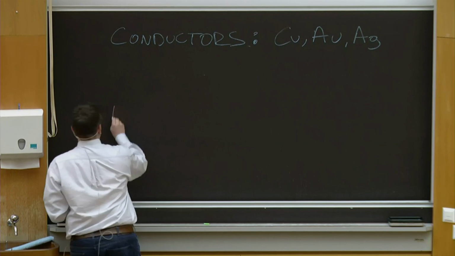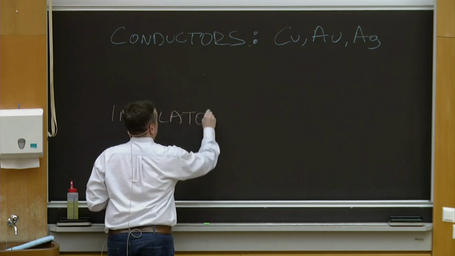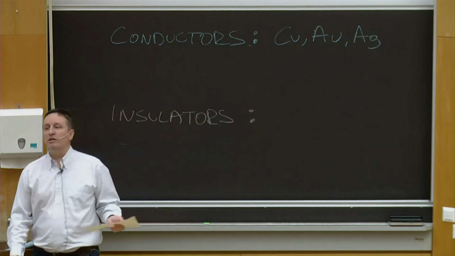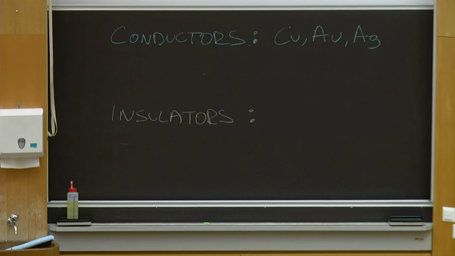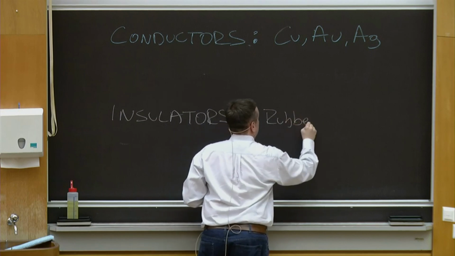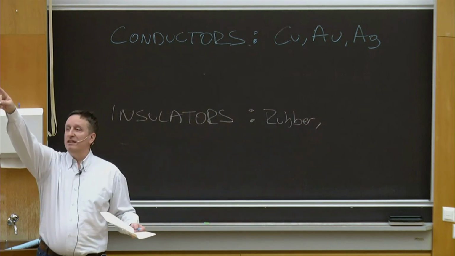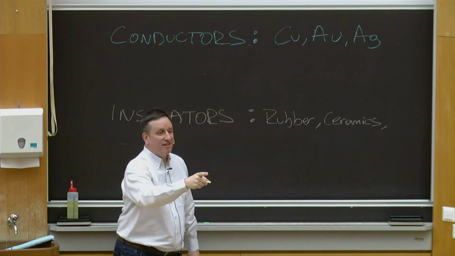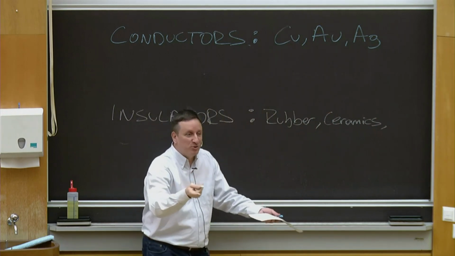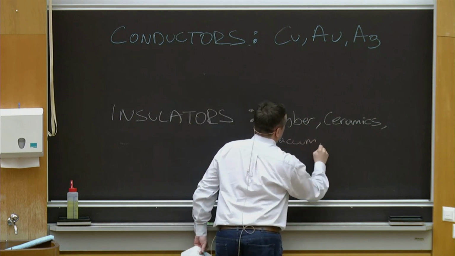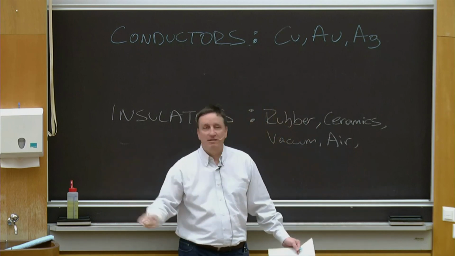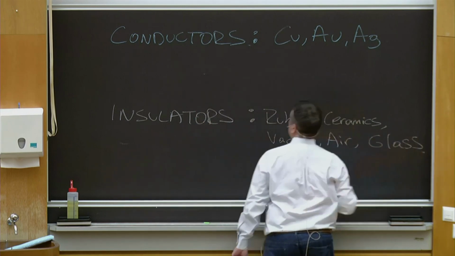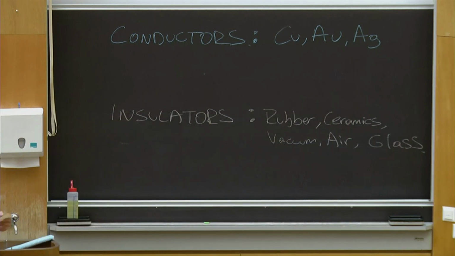So we have insulators. Any ideas about insulators? Rubber. Excellent. Something else? Ceramics. There will be a lot of materials that don't conduct. Vacuum is very good. Air is also good. Let's have vacuum, air. I'm going to add one more: glass. Okay, so these are the very, very simple elementary things.